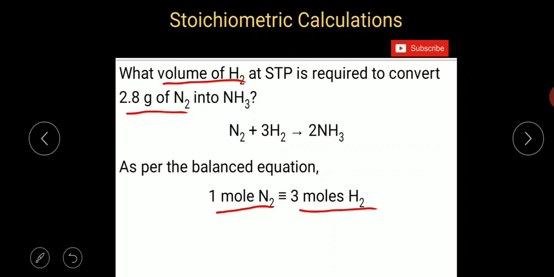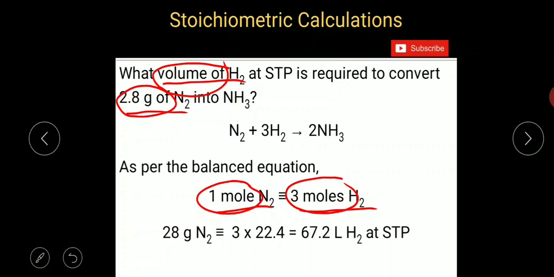So we need nitrogen mass. So convert these moles of nitrogen into mass. 1 mole nitrogen is equal to 28 grams. And they are asking the volume of hydrogen. So convert these 3 moles of hydrogen into volume. What is the volume of 1 mole of a gas at STP? 22.4 liters. So 1 mole nitrogen, which is 28 grams, will give you 3 moles of hydrogen. So 3 into 22.4 liters, which is equal to 67.2 liters of hydrogen.